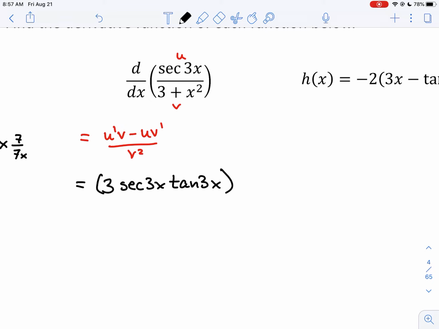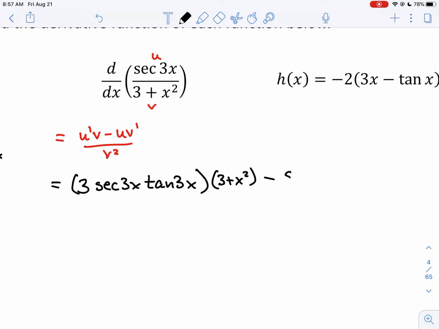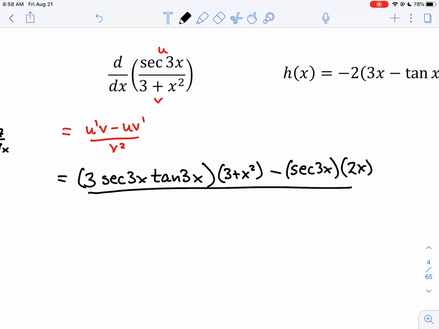And that's the u prime. This is only the u prime. That's all I've done so far for the top, times the v. The v is 3 plus x squared. And then minus u, which is secant of 3x, times v prime. Well, v prime, fortunately, is not very complicated. If you differentiate the denominator, the derivative of 3 goes to 0, and the derivative of x squared is 2x. And then all over the denominator squared. So 3 plus x squared, put it in its own set of parentheses, and then square that.